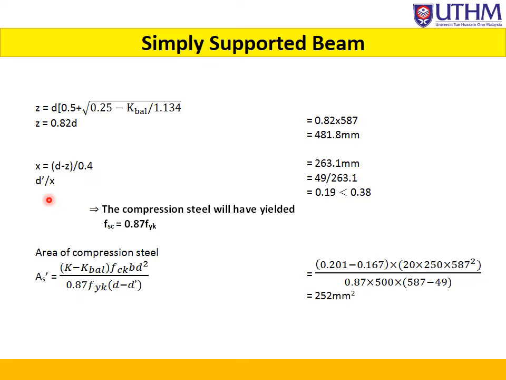Since it is a doubly reinforced beam, we should check our D prime over X and make sure that the value is less than 0.38 to assume that the compression steel has yielded. From there, we can calculate our area of compression reinforcement using AS prime equal to K minus K balance FCK BD to the power of 2 divided by 0.87 FYK times D minus D prime. So our area of compression reinforcement is 252 millimeter square.